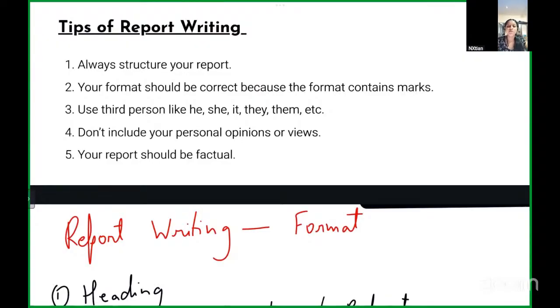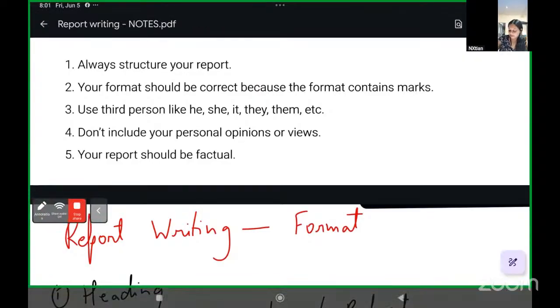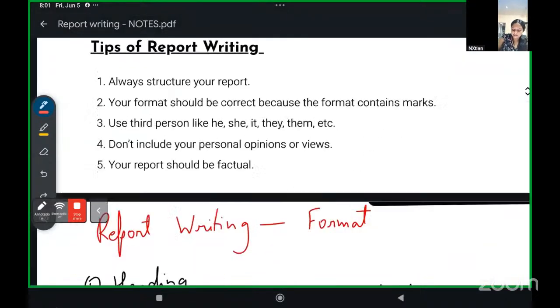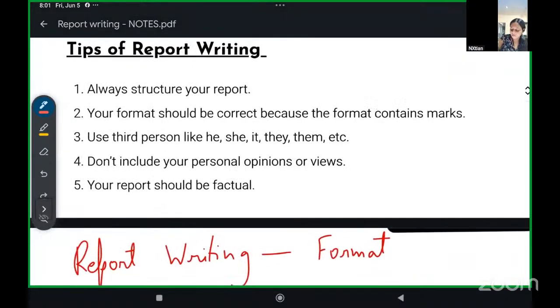And the report should be factual. What's the meaning of factual? If the species that I found is 100 years old, I will write 100 years old. If it belongs to the group of mammals, I will write it belongs to the group of mammals. Factual means the data that I'm putting in the report should be facts and correct.